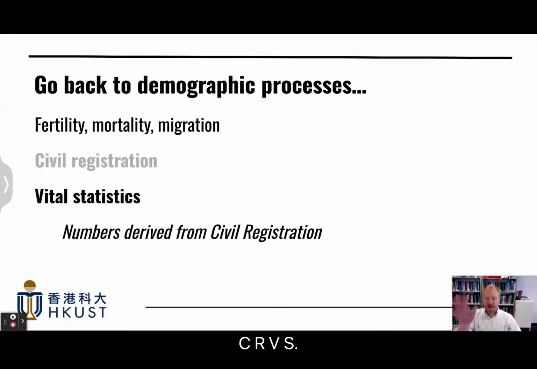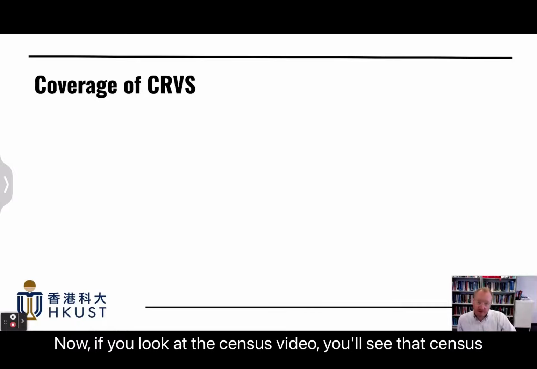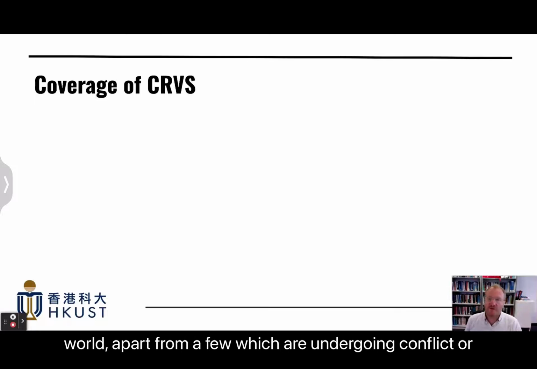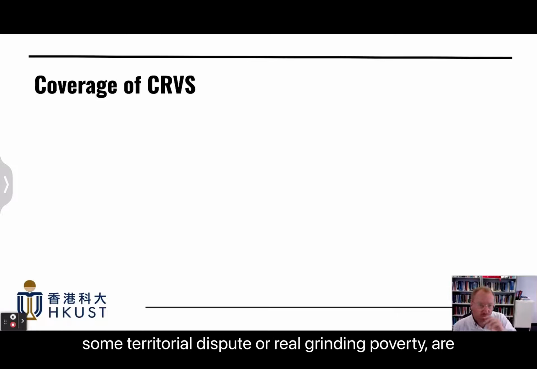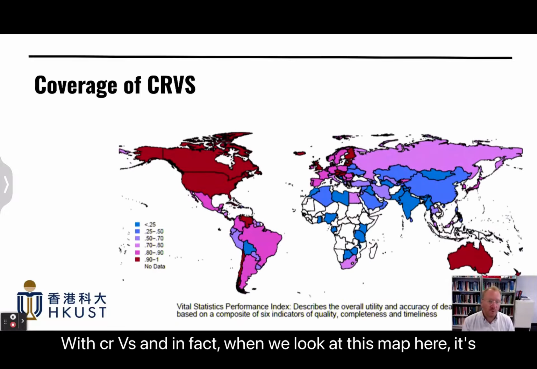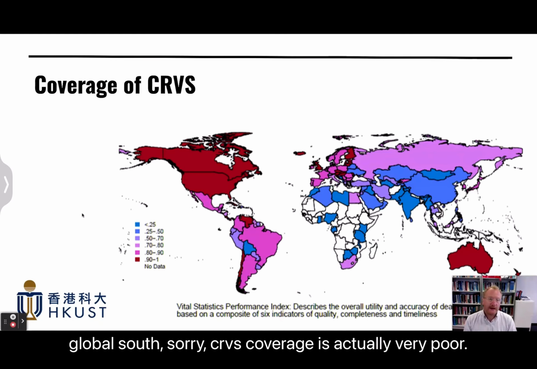Okay, CRVS. Now, if you look at the census video, you'll see that census is very, very widespread. Almost all countries of the world, apart from a few which are undergoing conflict or some territorial dispute or real grinding poverty, are able to perform a census. However, this is not the case with CRVS. In fact, when we look at this map here, it's really striking that in the global south, CRVS coverage is actually very poor.